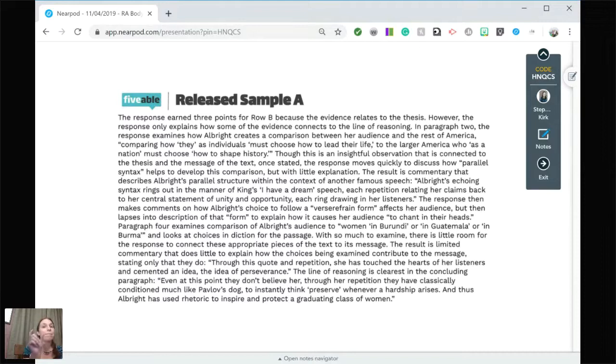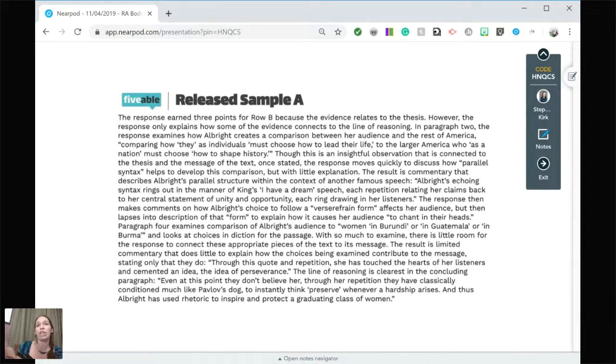So again, that piece right there, if you give a little bit more of your commentary explaining how this piece of evidence supports your claim about the strategy that's used, then that's going to help bump that score up just a little bit, okay? The result is commentary that describes Albright's parallel structure within the context of another famous speech, and then it links back to King. So that's a great strategy to have there.